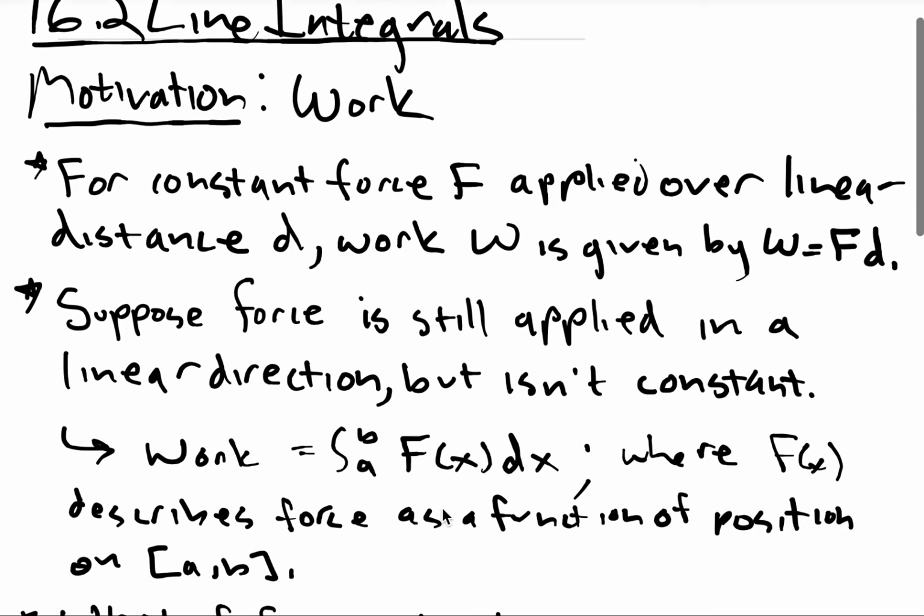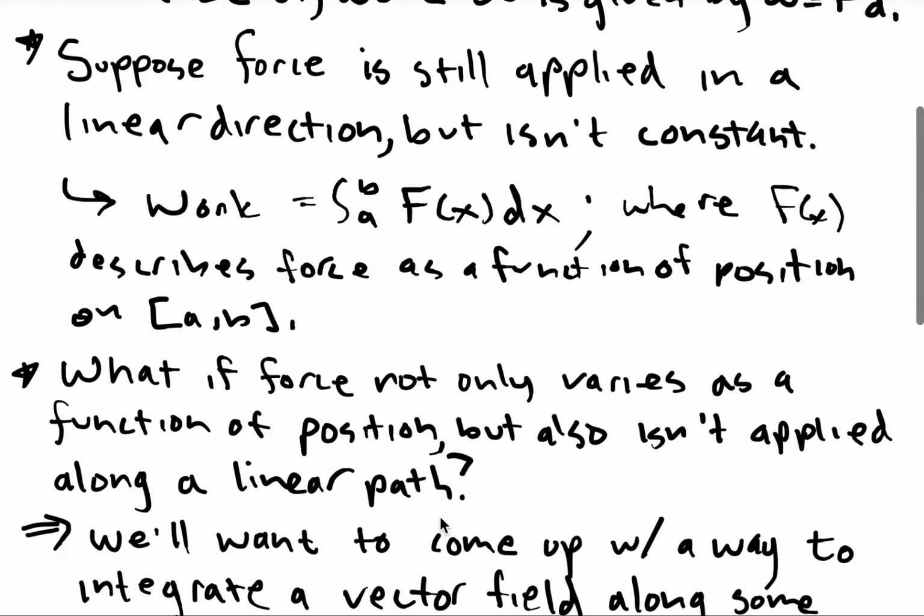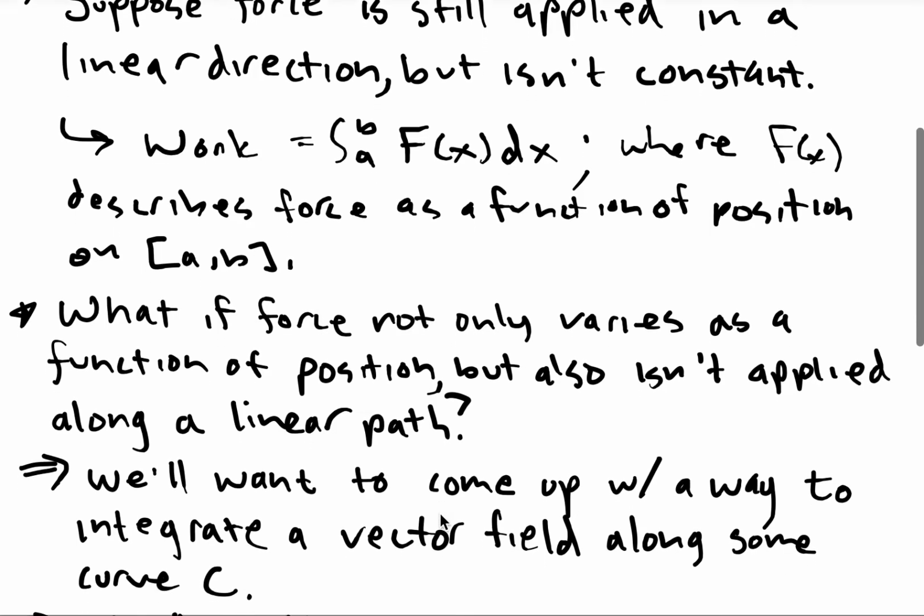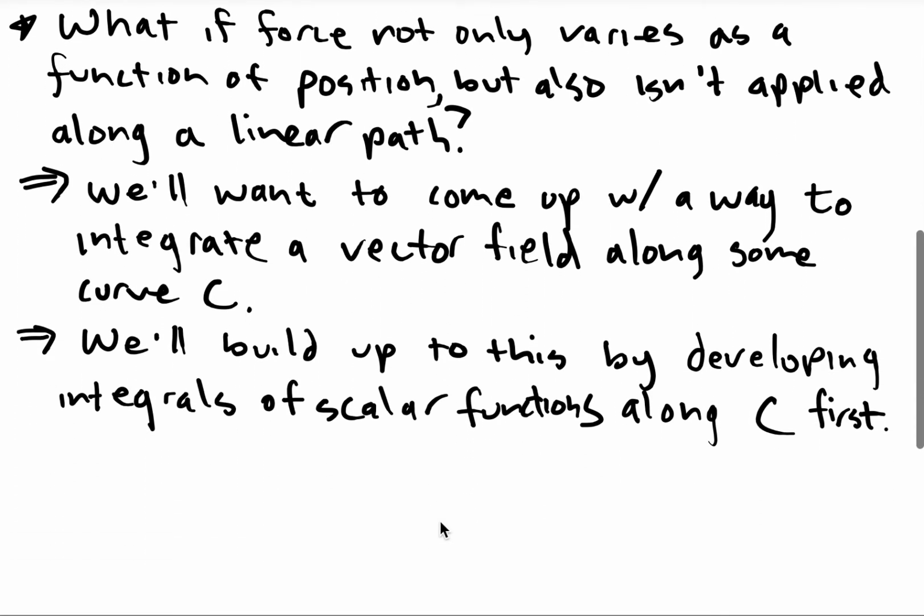Now, where this comes down to why we care: what if my force not only varies as a function of position, but it also isn't applied along a straight line, right? So in the above example, we let force vary, but we are still dealing with straight line paths. That's not necessarily always going to be the case when we live in a three-dimensional world, right? We're not necessarily always going to be applying stuff along straight line paths. For example, if we're in some sort of gravitational or magnetic field, your forces don't always go in straight lines in those things.